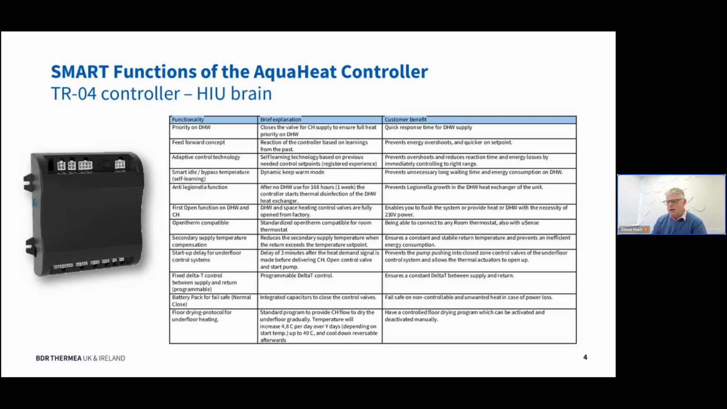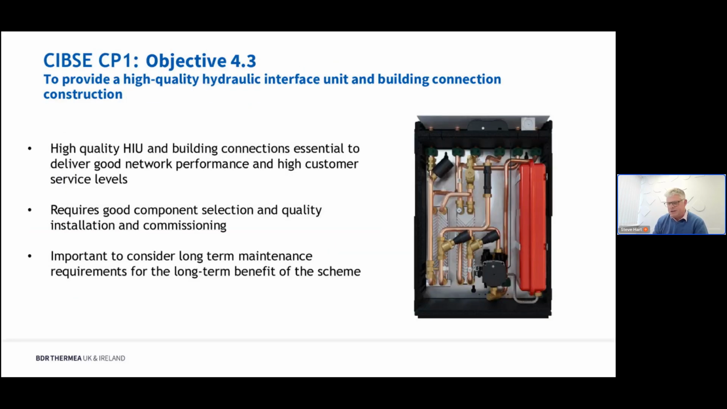So I won't go through this table, but these are the various features and functions that the electronic control has evolved. I think we've got the TR4 controller, so the 4th generation controller now.